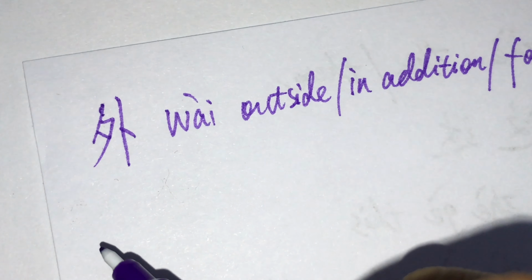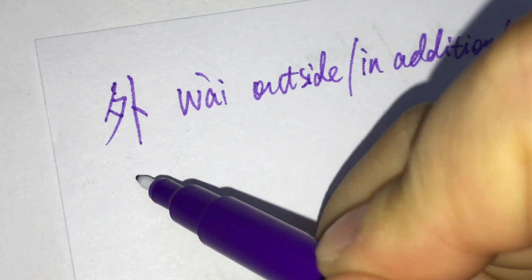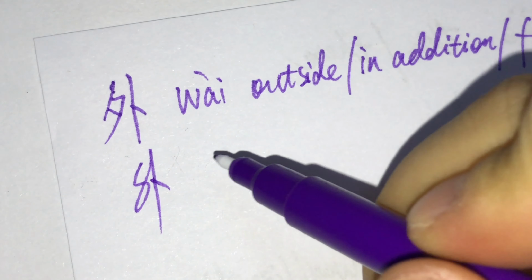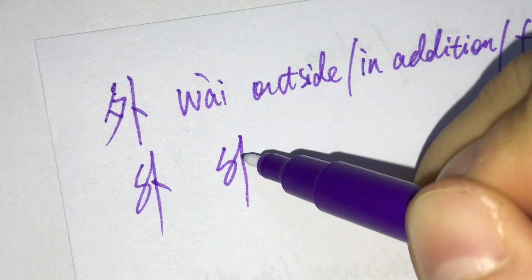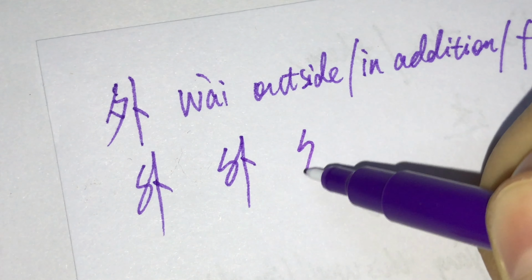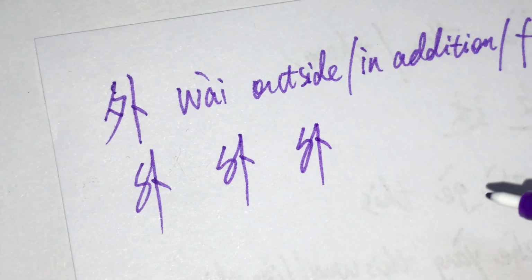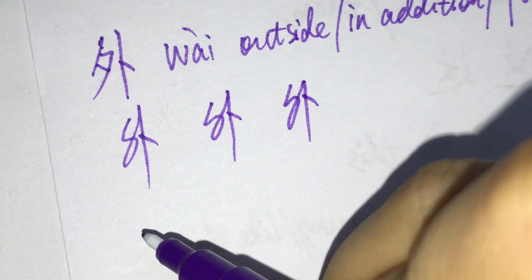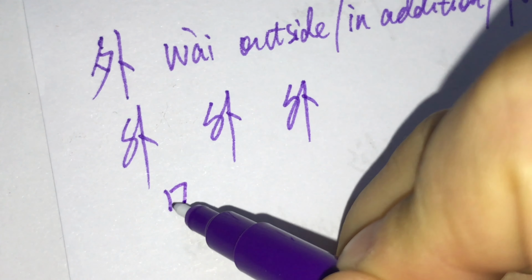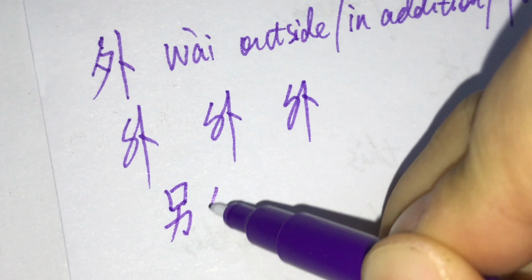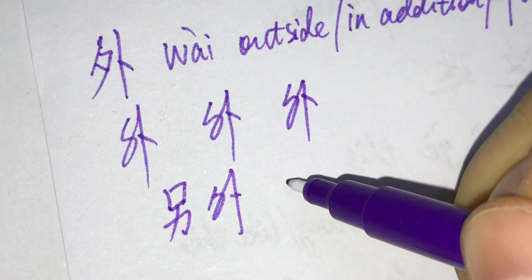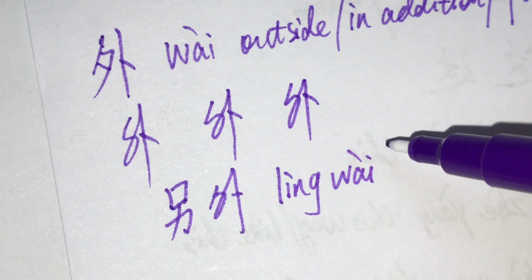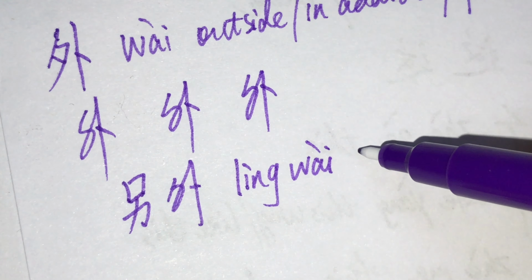In cursive, you can write it like this. 外. For example, 另外, in addition.